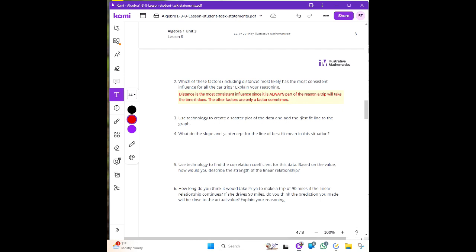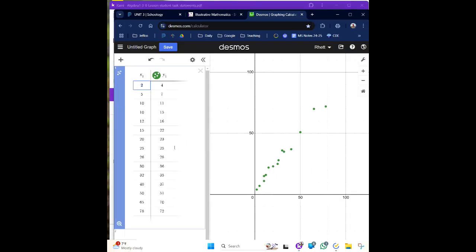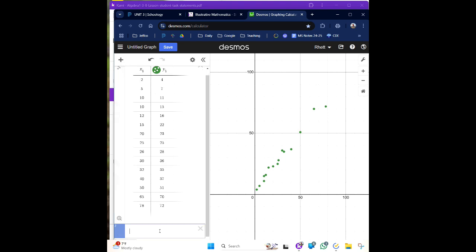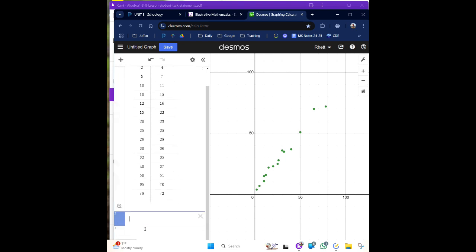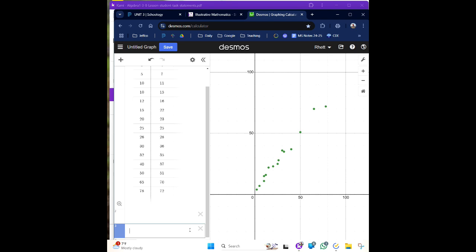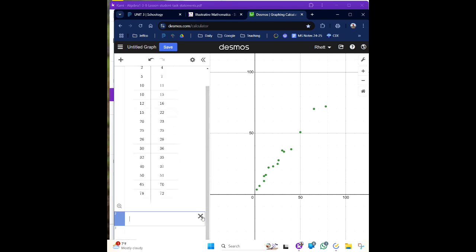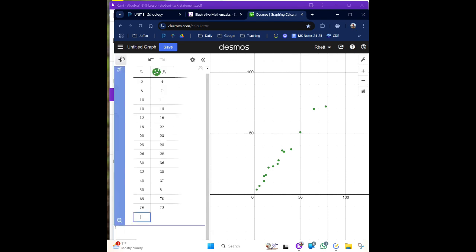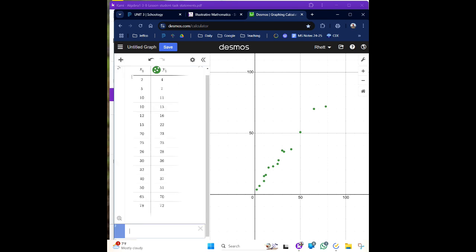Of the data, and add the best fit line to the graph. Okay, so let's go ahead and do that. So remember, when we're doing our best fit line, we're going to come down here and we can add an expression. Okay, I guess I could have gotten rid of that. And let's get rid of that. And let's add an expression.